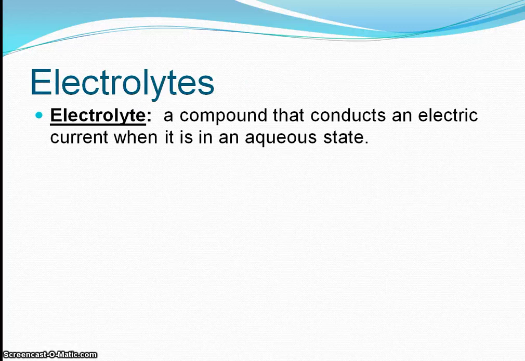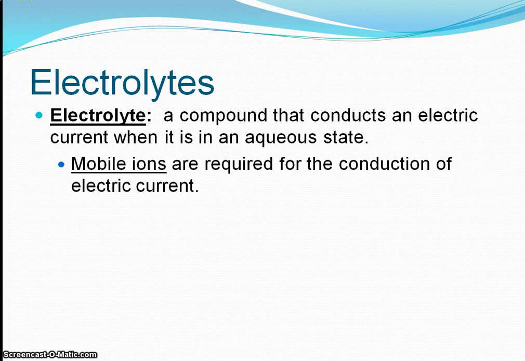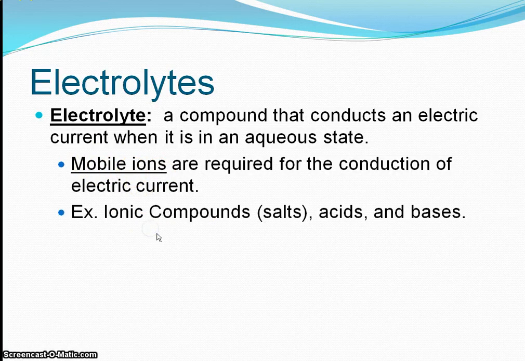The next word is electrolytes, and this is exactly what it sounds like. It's something that conducts electricity. And the way that it does it is because it has floating charges. Anytime you have charged particles that float around, you're going to be able to conduct electricity. So we call them mobile ions. Mobile means that they can float around and move, and ions means they have a charge. So anything that's ionic, once it breaks apart, is going to have a charge on it, and so that's why ionic compounds are electrolytes. We haven't learned about acids and bases yet, but we're going to get there in the next few days.